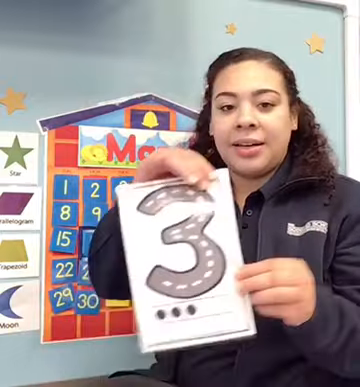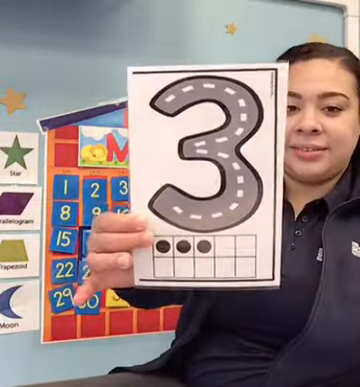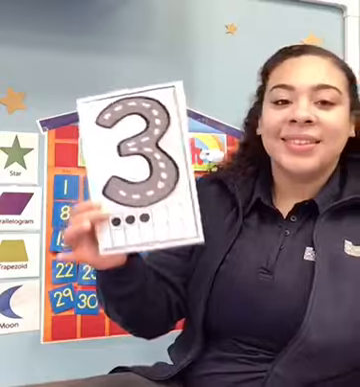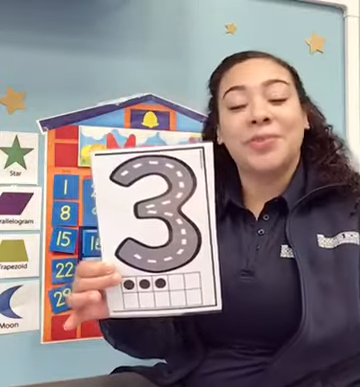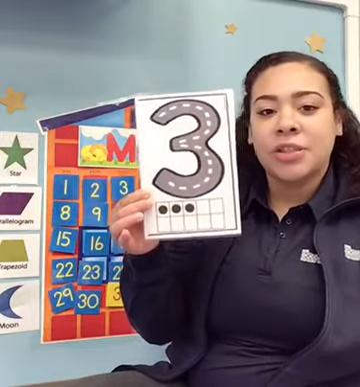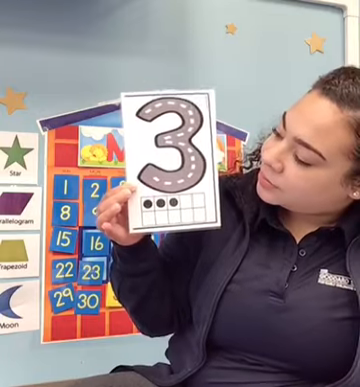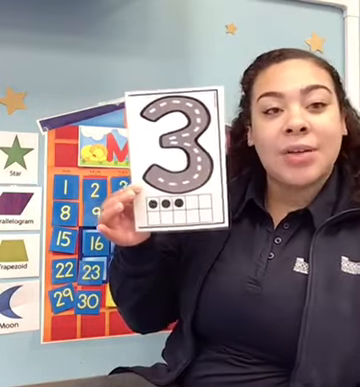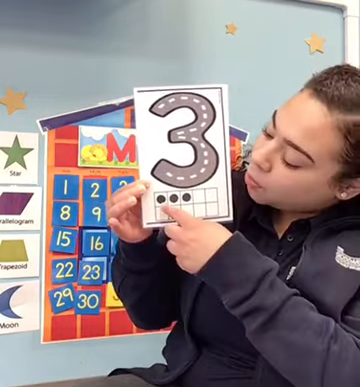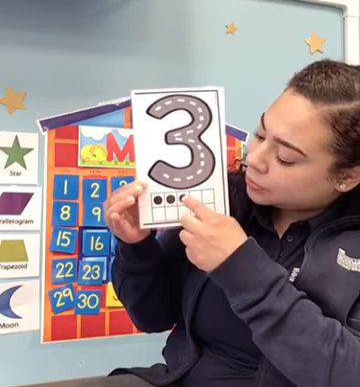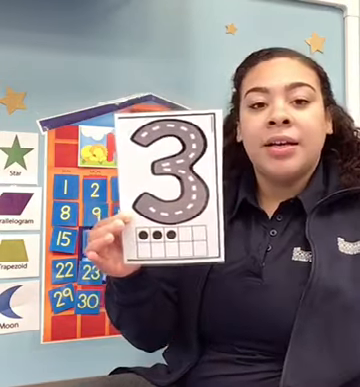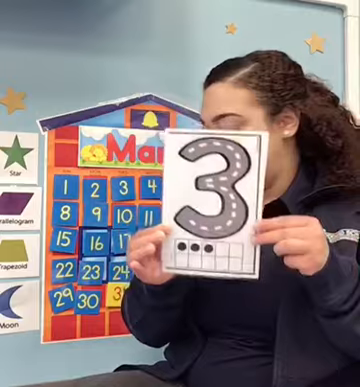Now we're going to learn about the number of the week. What number is this? That's right. This is the number 3. How many dots do you see on the page? There's 3 dots. Can you count them with me? 1, 2, 3. 3 is the number of the week.